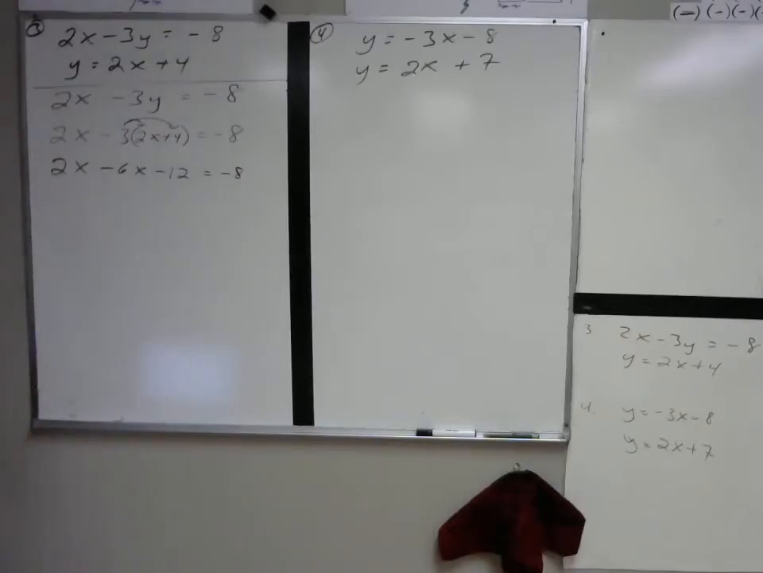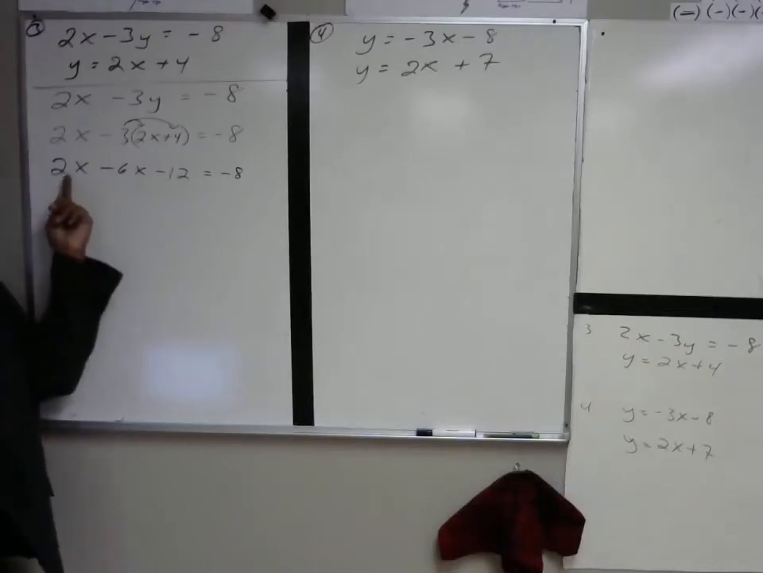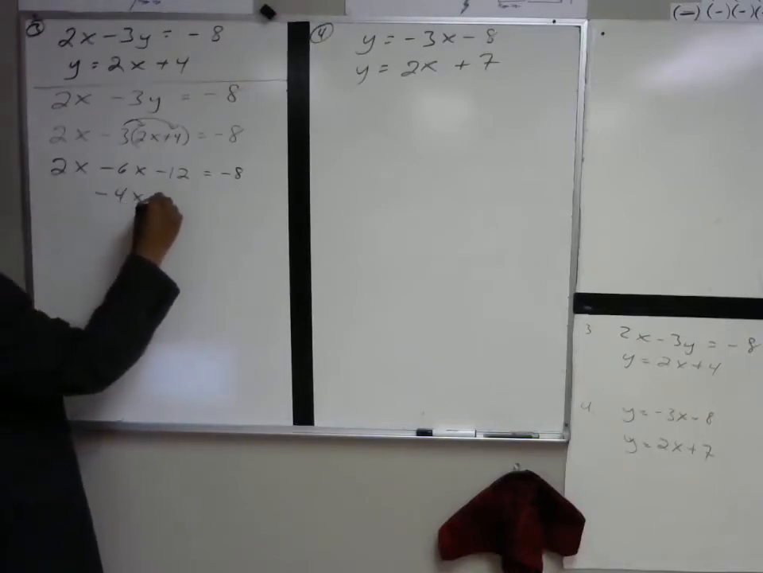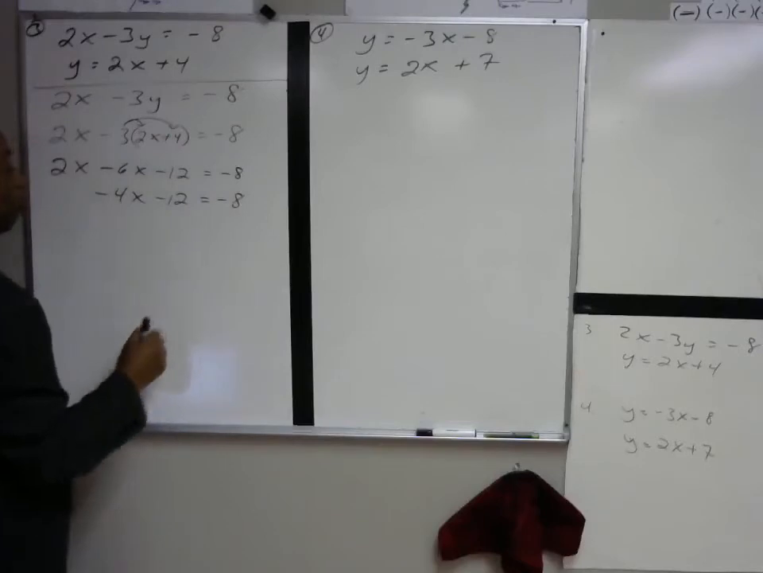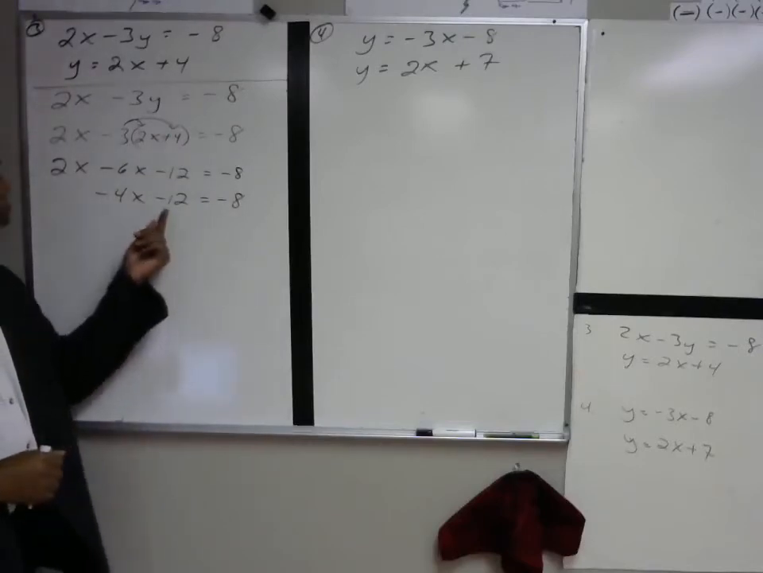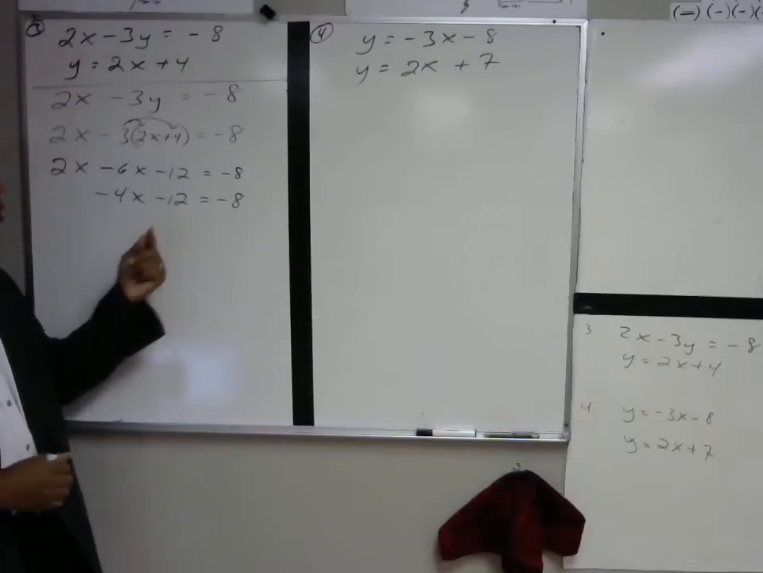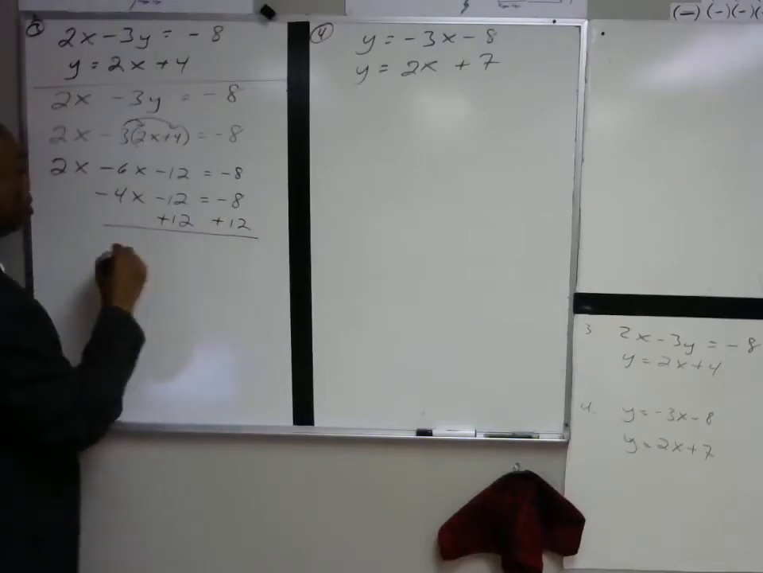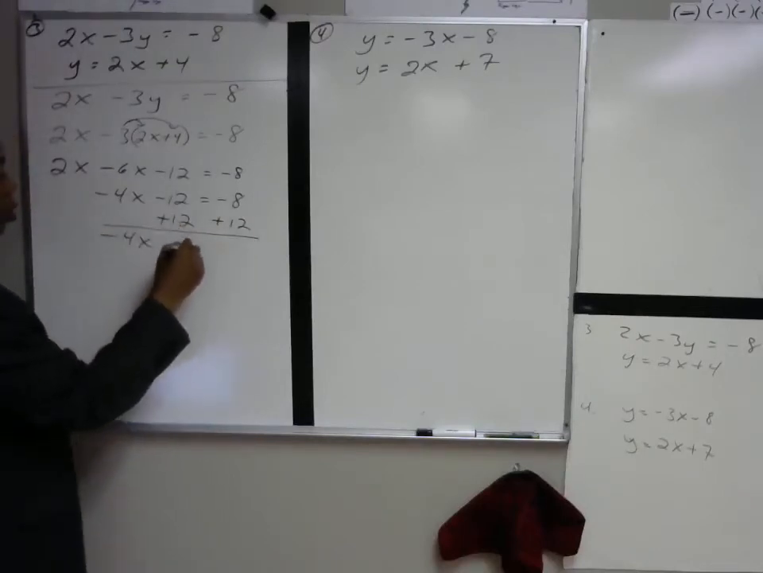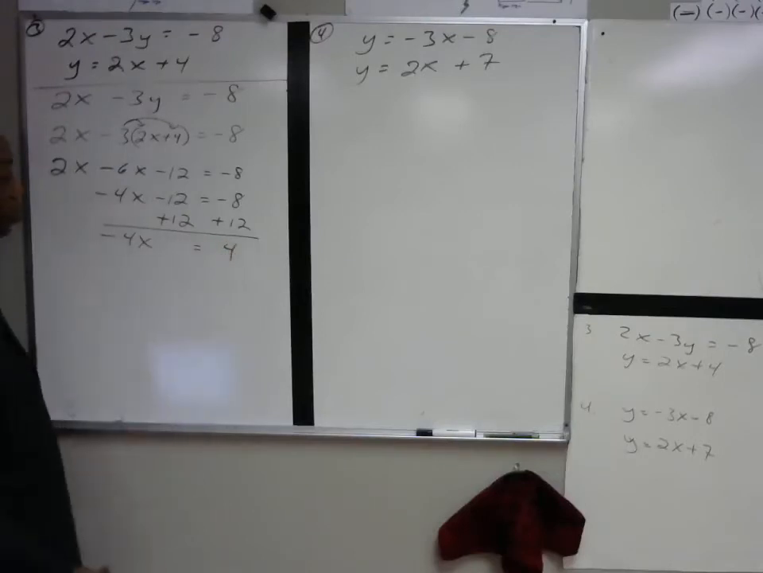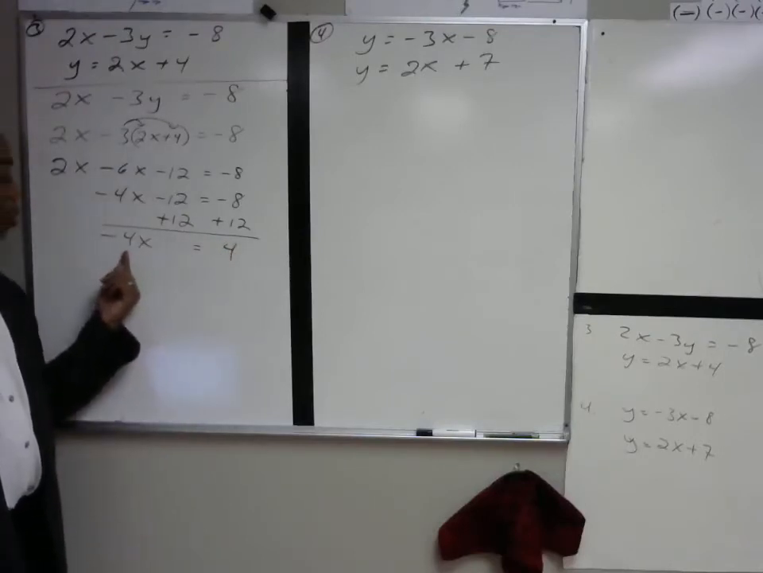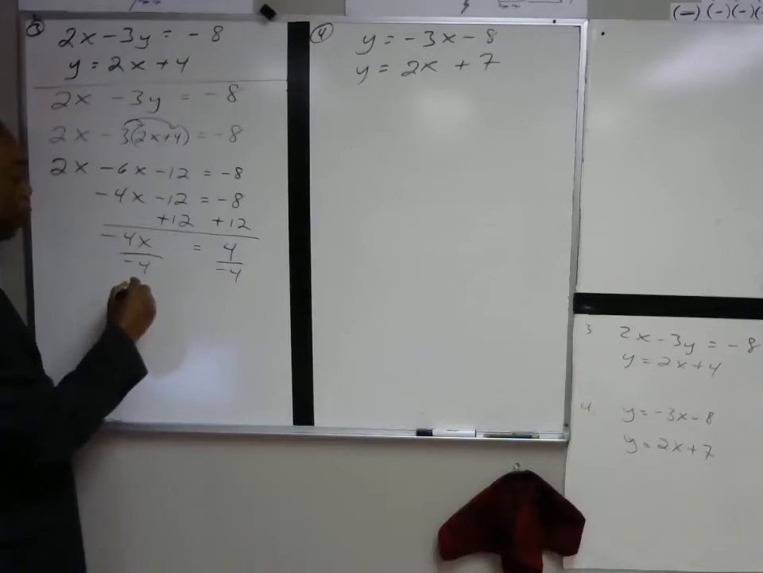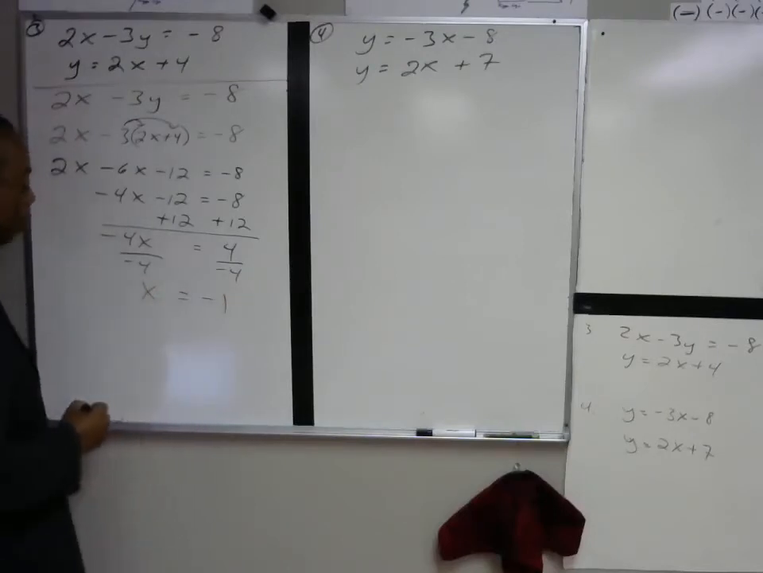Okay, good. All right, now we're going to collect like terms. We have 2x and -6x. When they collect, that'll become a -4x. Minus 12 equals -8. From here, I'm going to add 12 to both sides. And now I have -4x, it's canceled, equals +4. Okay, from here, I'm going to divide both sides by -4. End up with x equals -1.